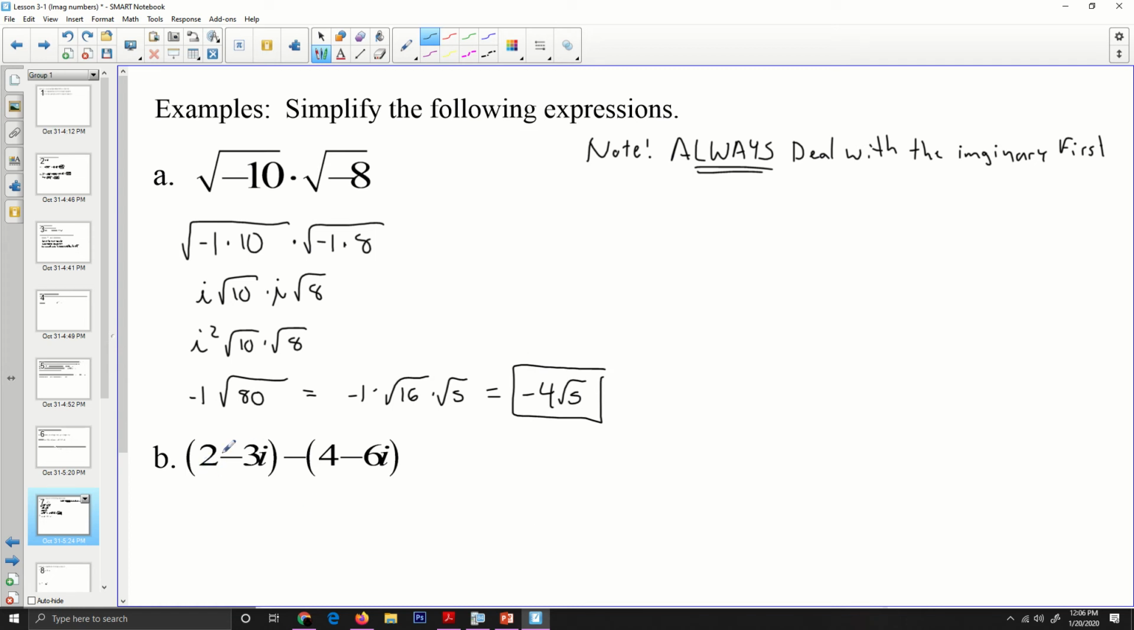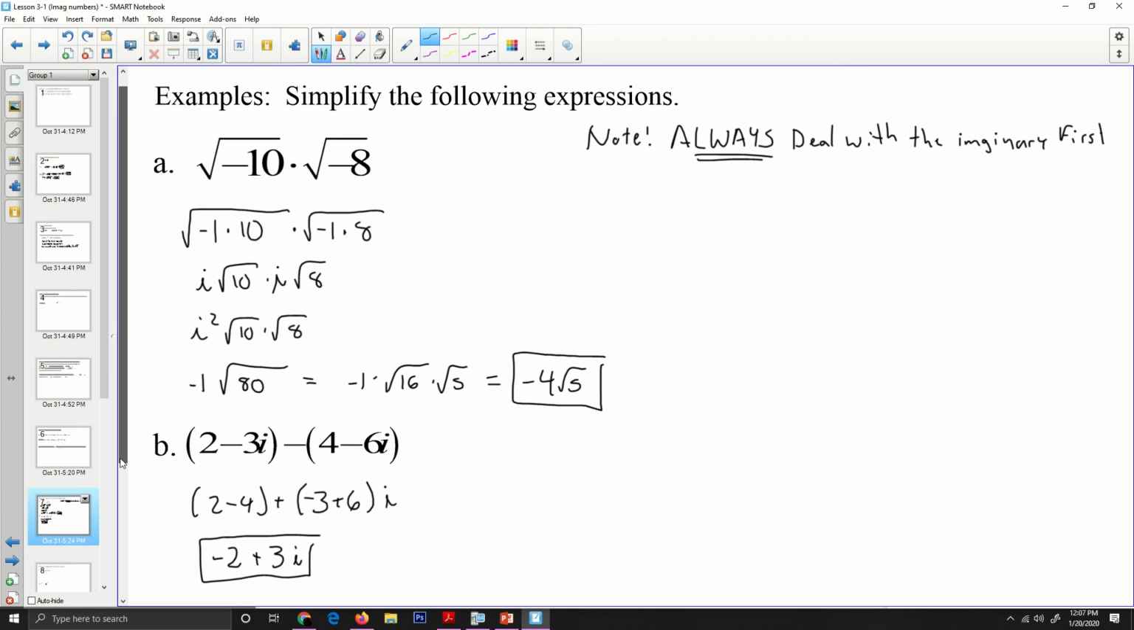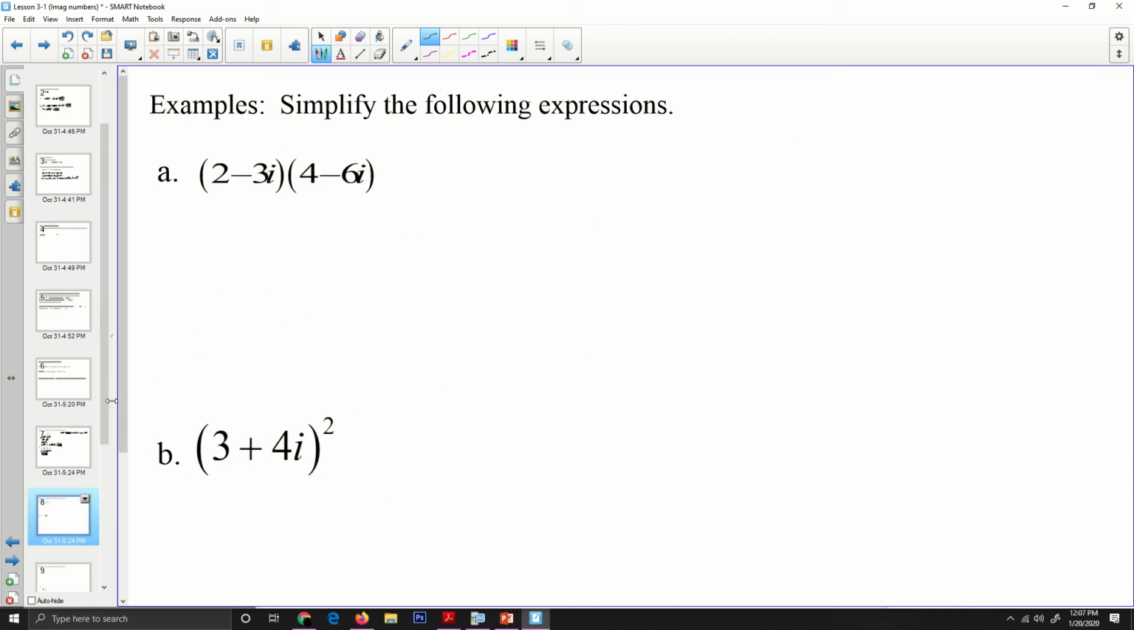So here we're going to subtract two complex numbers, and what we're going to do is subtract the real parts, and then we'll subtract the imaginary parts. So we'll go 2 minus 4, and then we'll go plus -3 minus the negative, so it'll be plus 6i, and that'll give us -2 plus 3i, and that is the correct answer for that one. Do I have another one in here? Nope. So let's move on to the next.